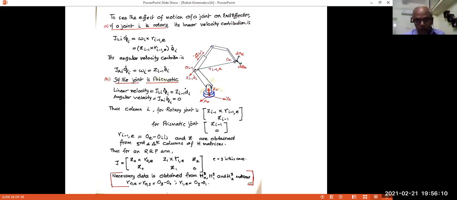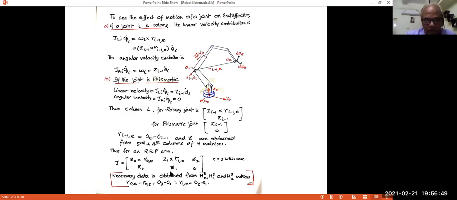Therefore, basically, you need the various H matrices that we derive from our link parameter table. You calculate the homogeneous transformation matrix for each row, and then you develop the various homogeneous transformation matrices H60, H10, H20, H30, and so on. The third and fourth columns of these matrices will help you develop this geometric Jacobian.